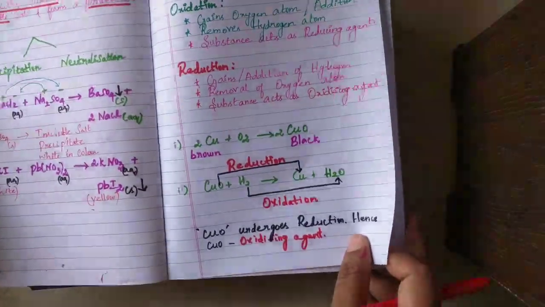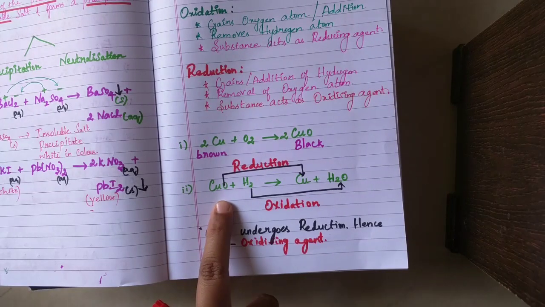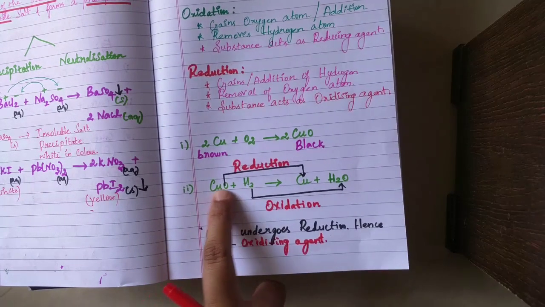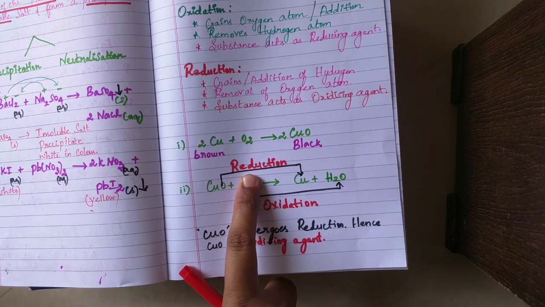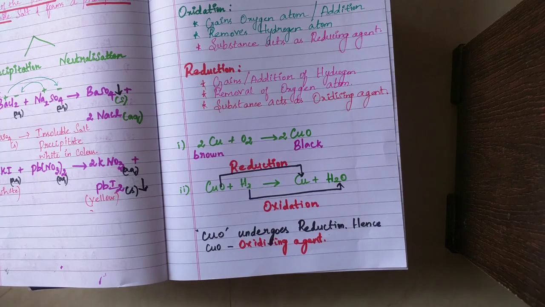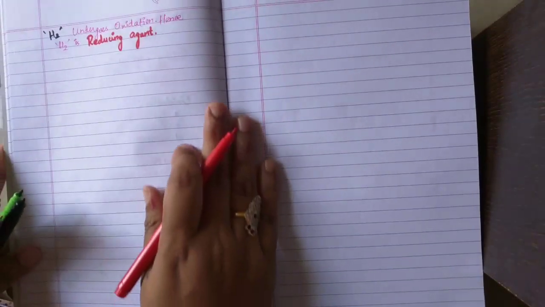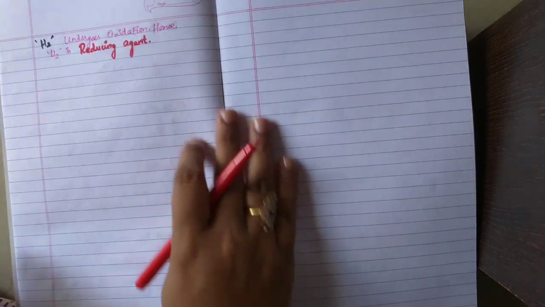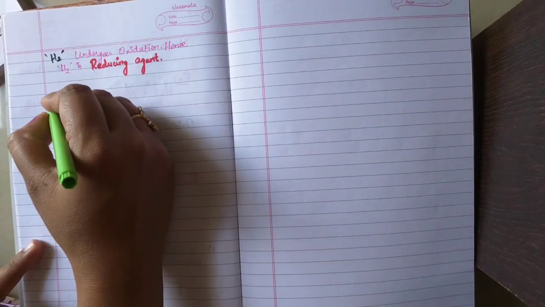So this is the best example for oxidation and reduction reactions. This one is an example for redox reactions. What does redox mean? In a reaction, both oxidation and reduction take place together, and that is a redox reaction. So the next one is redox. The next reaction, which is very important, is the redox reaction.